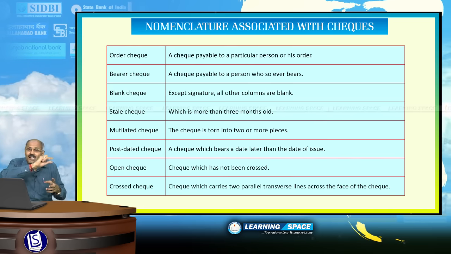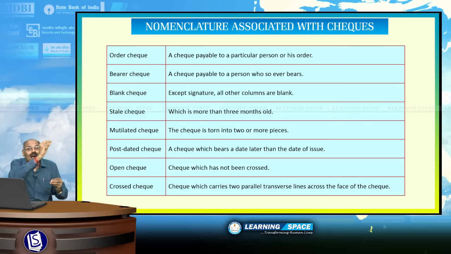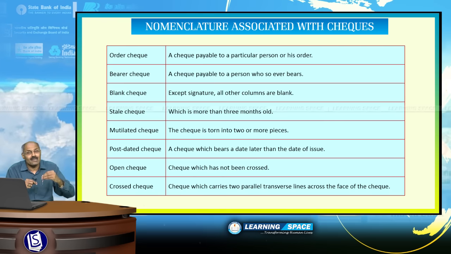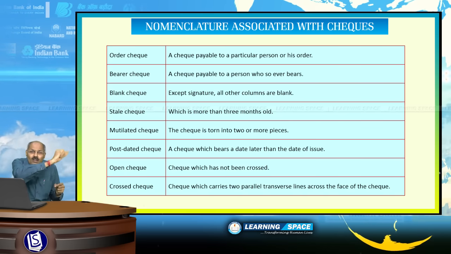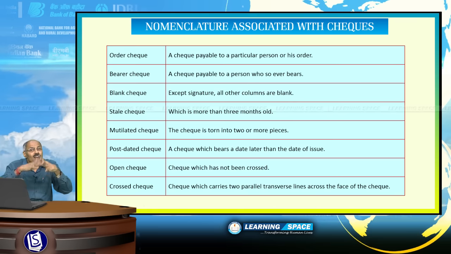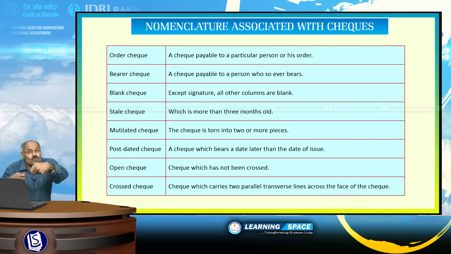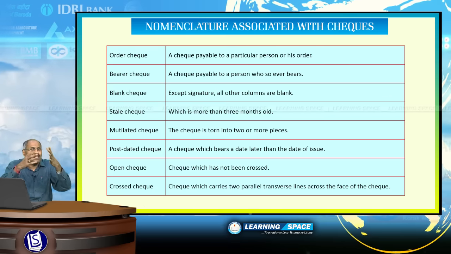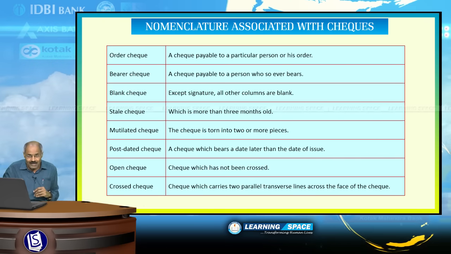Open check. When the check is not crossed, that is an open check. Crossed means 2 lines, and the other one is a crossed check. A crossed check is the check which carries 2 parallel transverse lines at the corner of the check. So, what is the meaning of crossing? Crossing means that it will not go into fraudulent hands and the check will go to the genuine person through account payee only. That is the meaning of a crossed check. So, these are the words associated with checks, please do not forget.